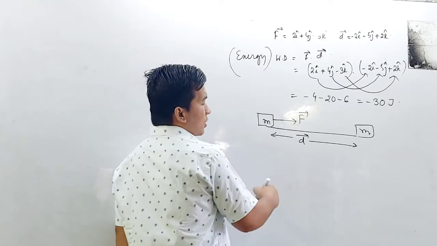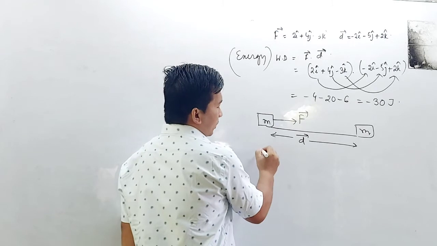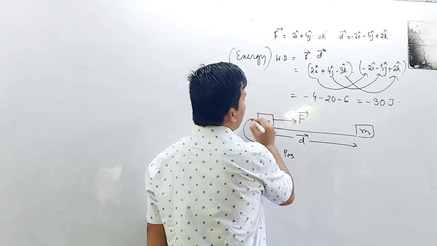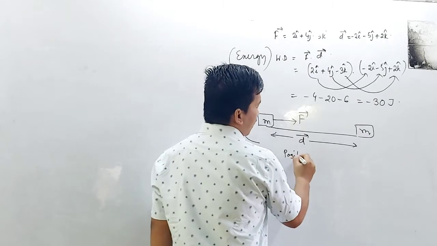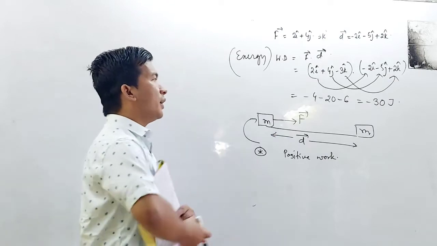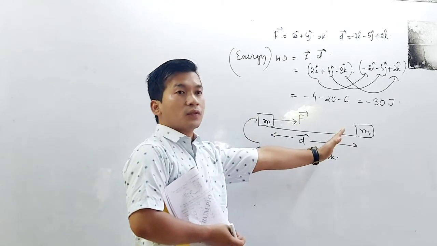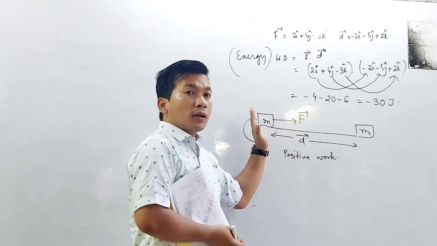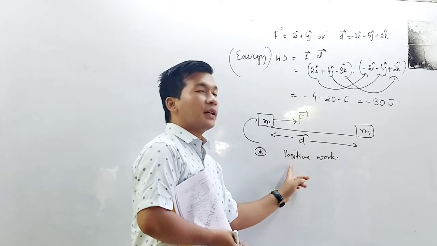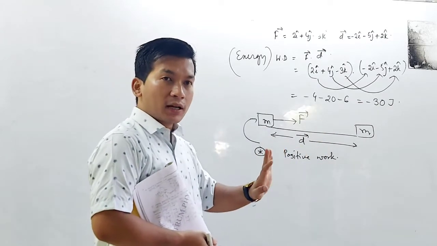Let us come to our conclusion: what are the different types of work done? Number 1 is positive work done. Positive work done is said to be done when the force applied produces displacement in the direction of the given force. If the displacement produced is in the direction of the force, it will be considered as positive work done.